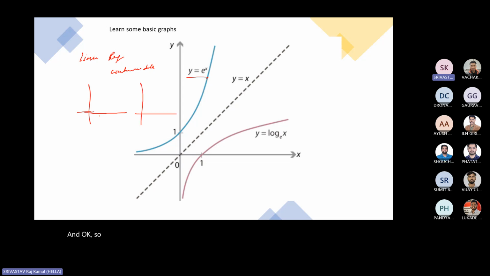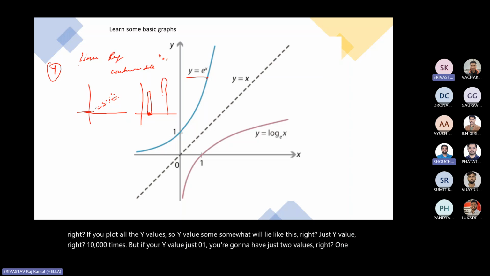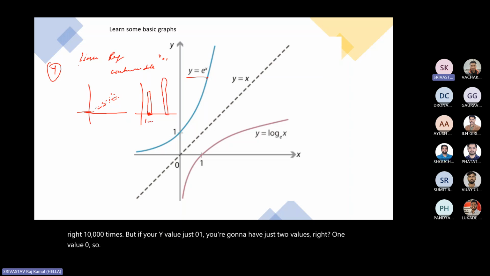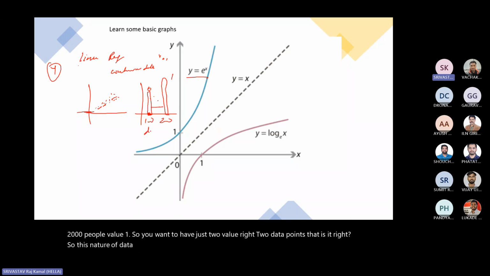So you will understand with this graph. Suppose this is the y in linear regression. If you plot all the y values, they will lie like this, right? But if your y value is just 0 or 1, you are going to have just two values. 1000 people have value 0, 2000 people have value 1, so you have just two data points. This nature of data is called discrete, and this nature of data is called continuous.